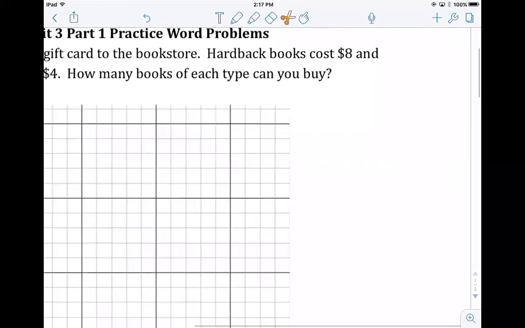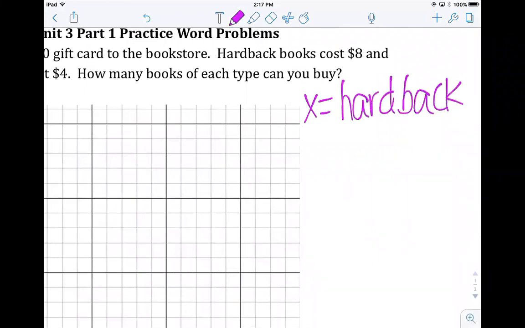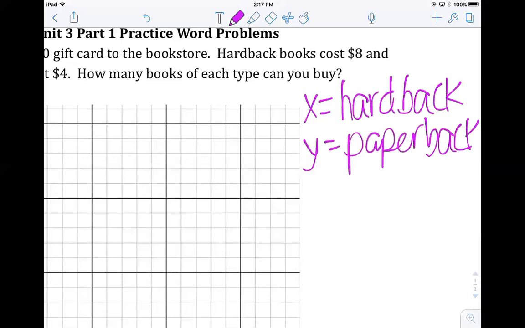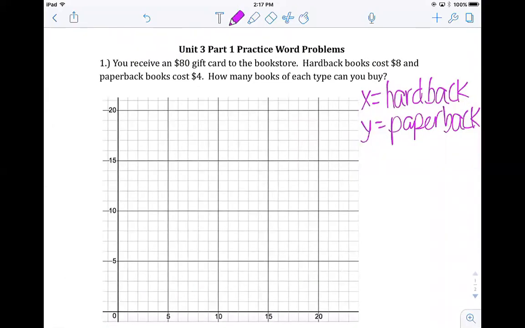So first off, we are going to say, all right, let's make our X be our hardback books. And let's make our Y be our paperback. So we are specifying what's going to be what with our X and our Y. And now we're going to go through and we're going to set that up.